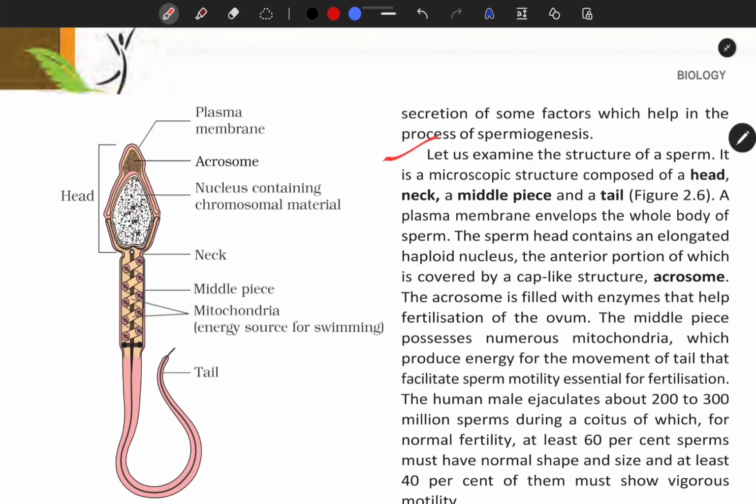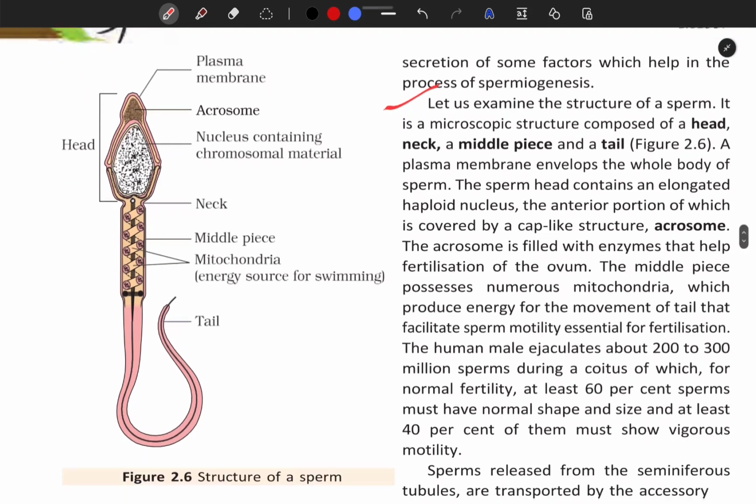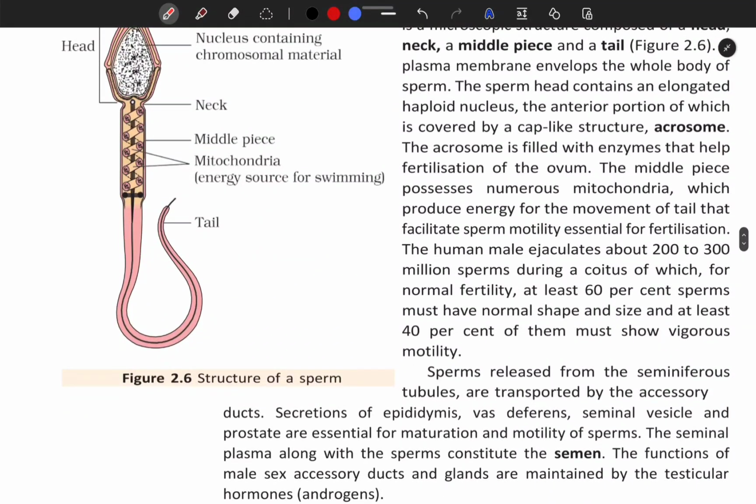It is a microscopic structure composed of a head, neck, a middle piece and tail. A plasma membrane envelopes the whole body of sperm. The sperm head contains an elongated haploid nucleus, the anterior portion of which is covered by a cap-like structure, acrosome. The acrosome is filled with enzymes that help fertilization of the ovum. The middle piece possesses numerous mitochondria which produce energy for the movement of tail that facilitates sperm motility essential for fertilization.